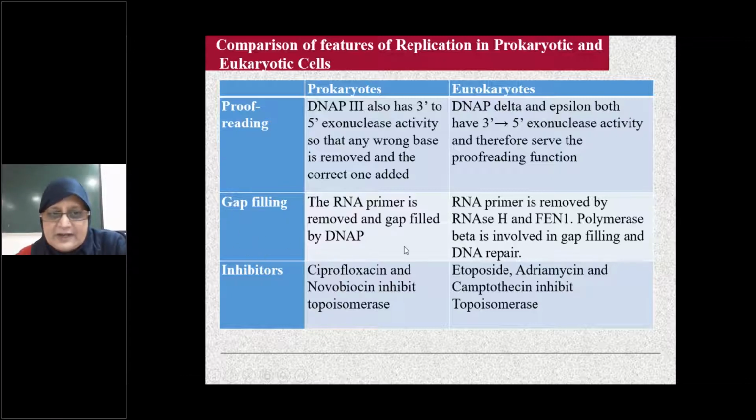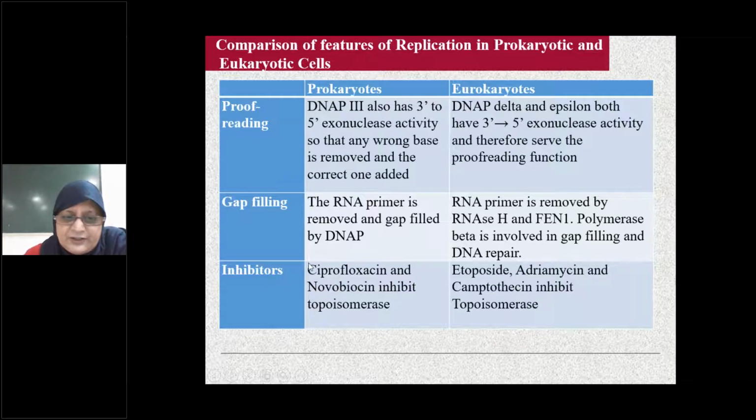Then the filling of the gap once the RNA primer is removed is done by DNA polymerase 1 in prokaryotes, and in eukaryotes the RNA primer will be removed by 2 other enzymes known as RNase H and FEN1. While polymerase beta is involved in gap filling and in DNA repair. Gap filling will occur, and sealing of the gap will occur by DNA ligase.